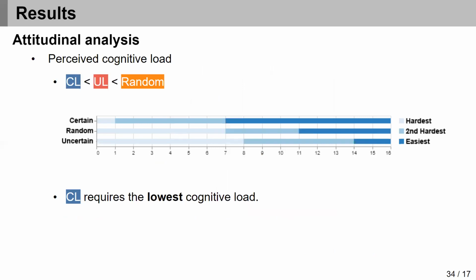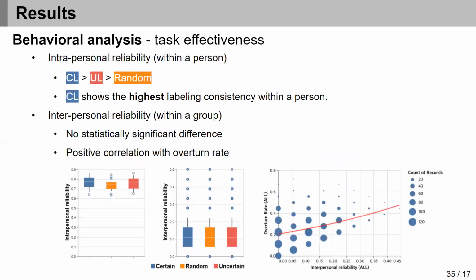First, according to the attitudinal analysis, where we measured the perceived cognitive load, CL requires the lowest perceived cognitive load. During the study, the participants were asked to rank each condition. For the behavioral analysis, we measured task effectiveness, which implies labeling consistency. We found that CL achieves the highest intrapersonal reliability. Meanwhile, we could not find a statistically significant difference in the interpersonal reliability.